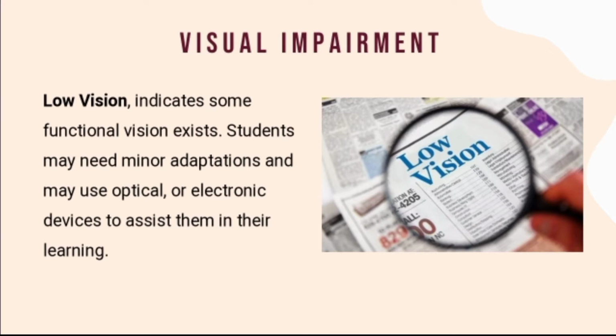For the second category of visual impairment, which is the low vision, what is low vision? Low vision indicates some functional vision exists. Students may need minor adaptations and may use optical or electronic devices to assist them in their learning. A person who is low vision has difficulty performing ordinary tasks with sight, even with the best glasses or contact lenses. In simulations of vision loss, about 80% of individuals who are blind have some remaining vision.